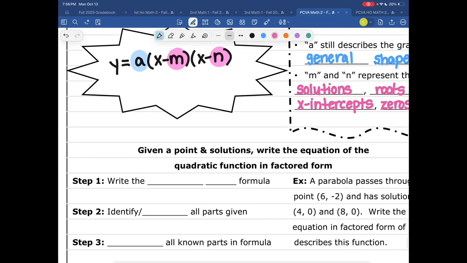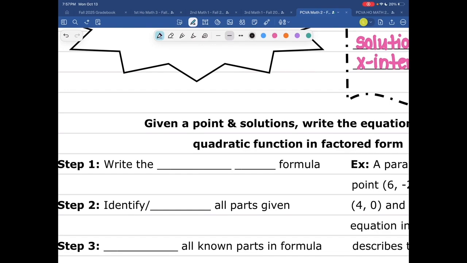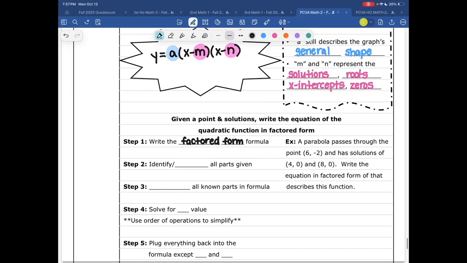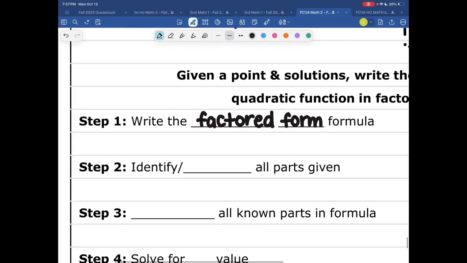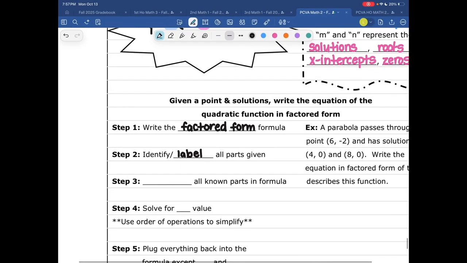So what we're going to be looking at is writing a quadratic in factored form if I give you a point and the solutions, so a point on the quadratic and the x-intercepts basically. How would we go about doing that? Well, the first thing you're going to do is write the factored form formula, that a times x minus m times x minus n. Based off the information, you're going to substitute that information in. Then you're going to label all your parts. You really need to make sure you know what pieces go together. You need to know what is the vertex, what is the point, or what are the solutions, the x-intercepts. You need to know what is the point that it is actually going through.